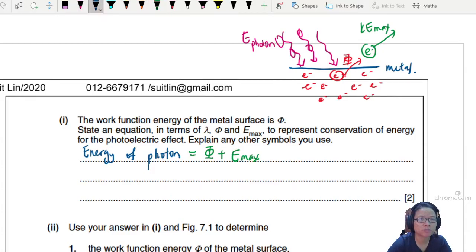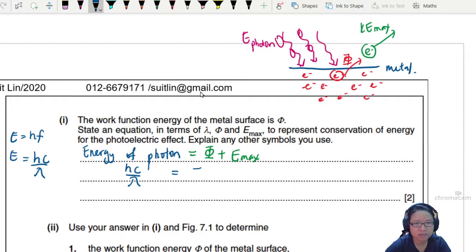Okay, so here it's probably good to remember that the work function energy E is equal to hf, and photon energy E is equal to hf, which is also hc over lambda. So I guess you can substitute: hc over lambda is equal to work function plus Emax for your first mark. But they say explain any other symbol used.